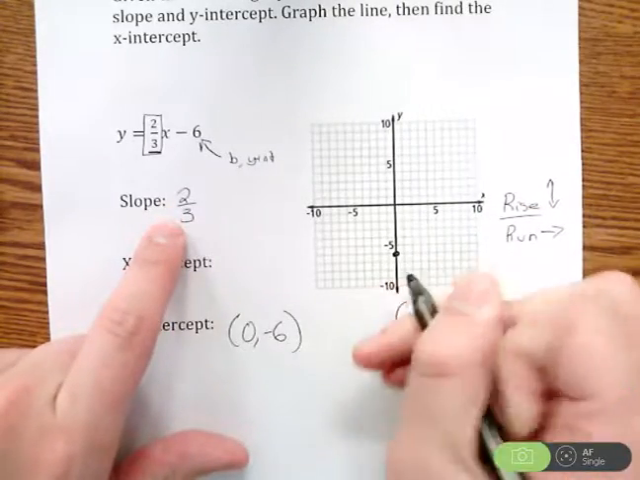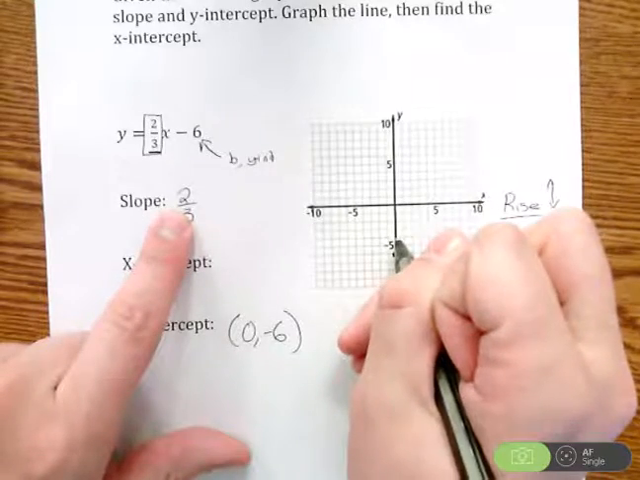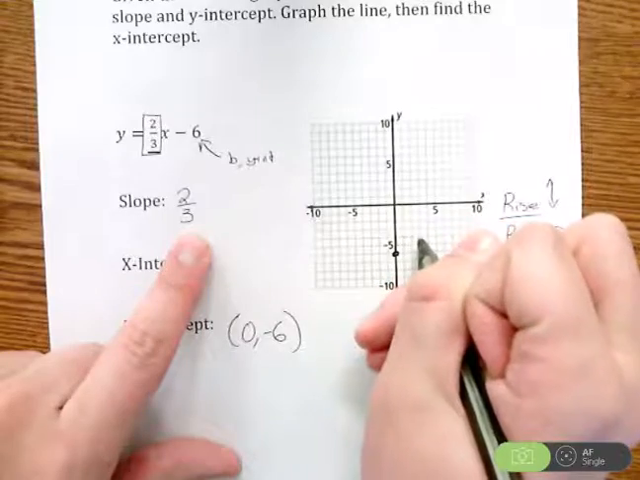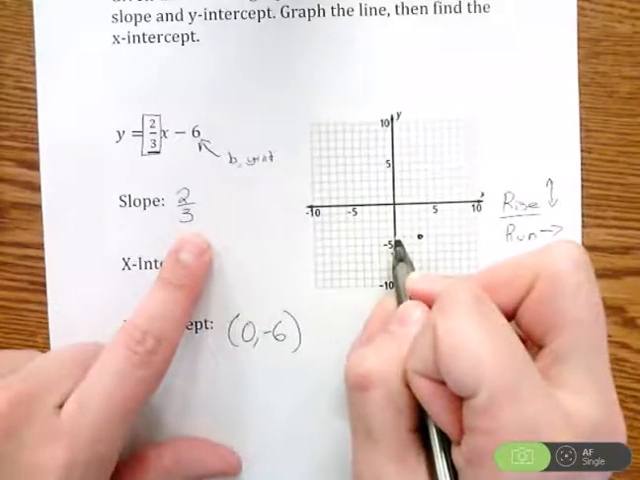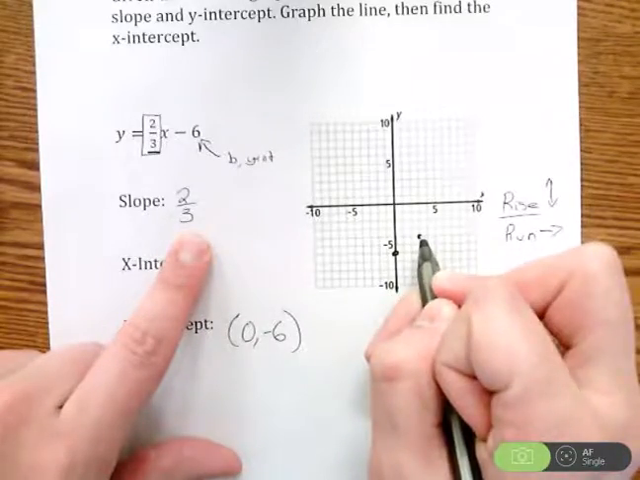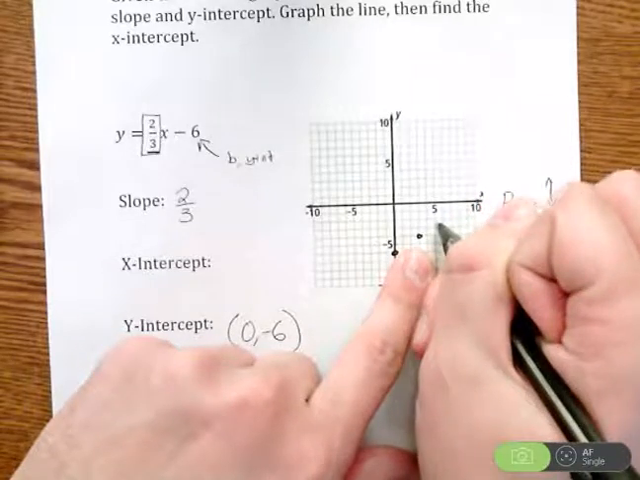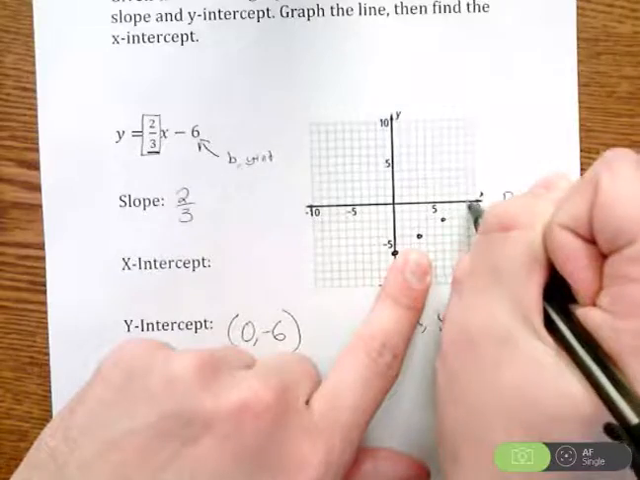It's a positive number. I need to go up 2, so I need to rise by 2. So I'm going to go 1, 2. And I need to run, which means go to the right by 3. 1, 2, 3. And I'm going to put a point. So I went up 2 over 3. And then from there, I'm just going to continue that pattern. Up 2, to the right 3.